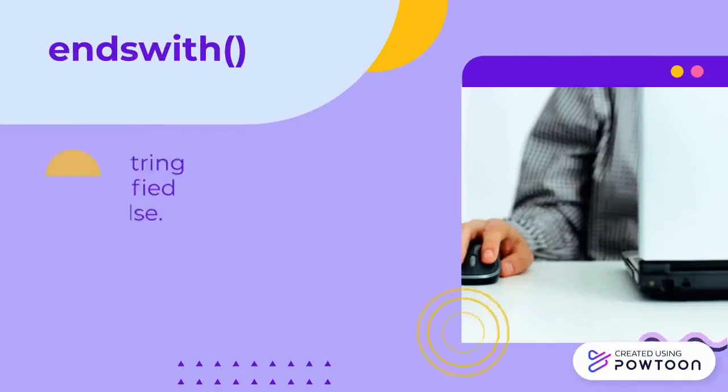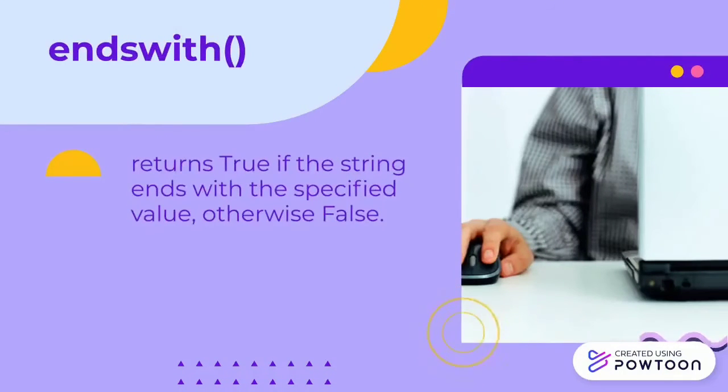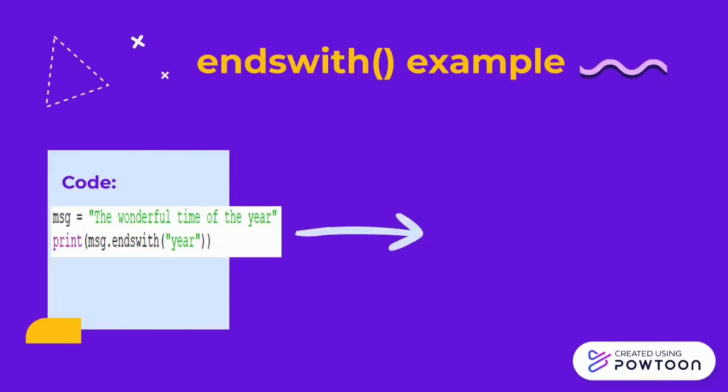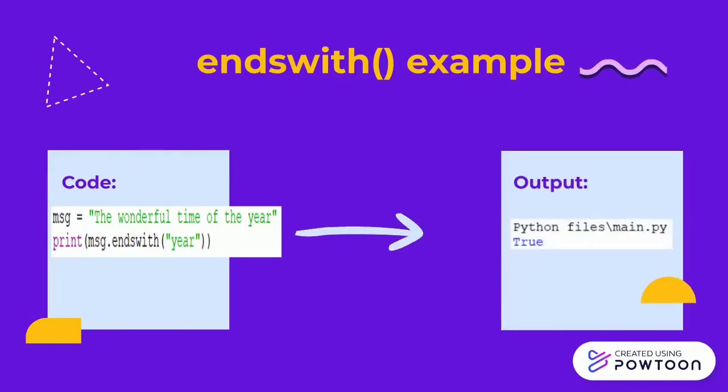16. Endswith. Returns true if the string ends with a specified value, otherwise false. In this example, we have used the endswith method, in which it checks if the word is at the end and outputs true.